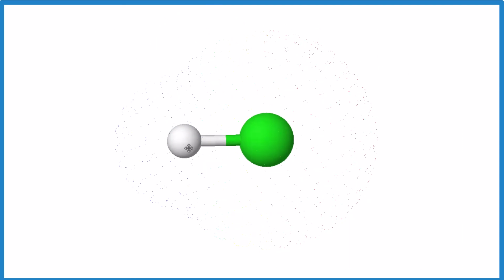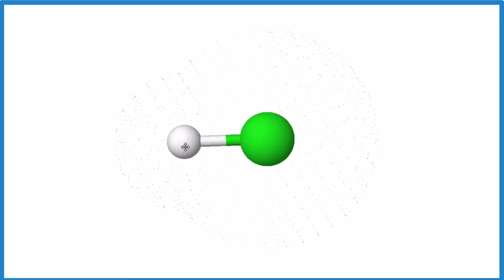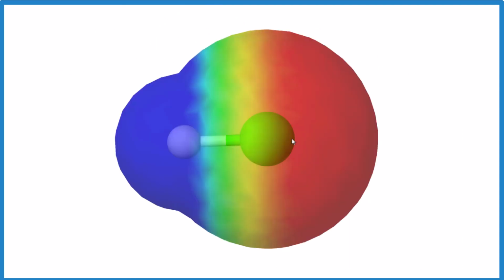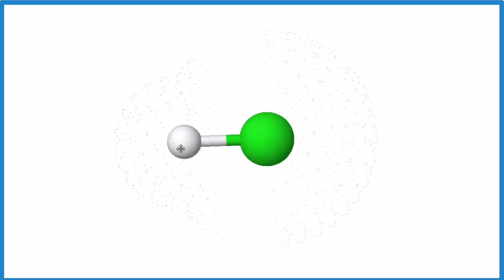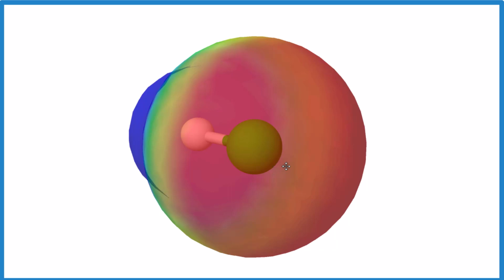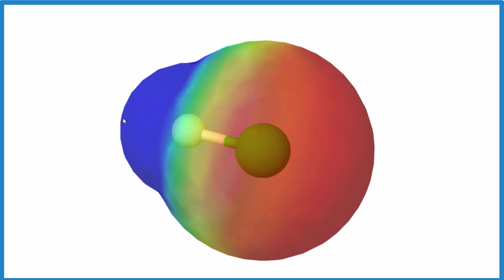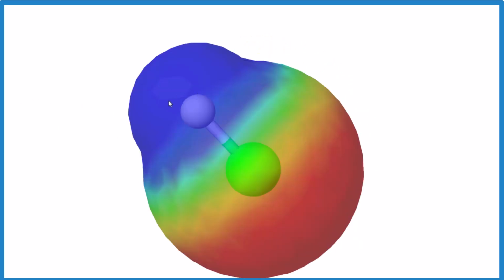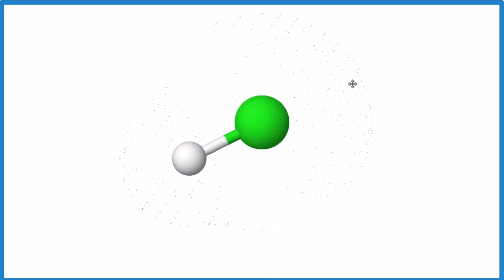So the hydrogen's the white, the green's the chlorine, and you can see that we have a more negative pole, that's the chlorine, and the more positive, that would be the hydrogen. So definitely we have a polar molecule here. We have our positive pole near the hydrogen, and the negative, that's going to be near the chlorine.